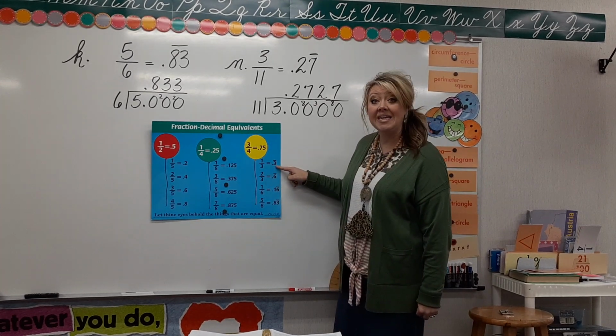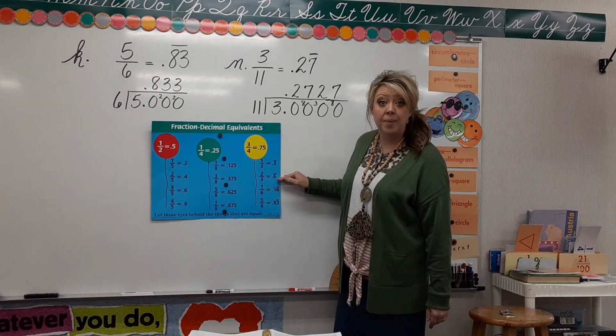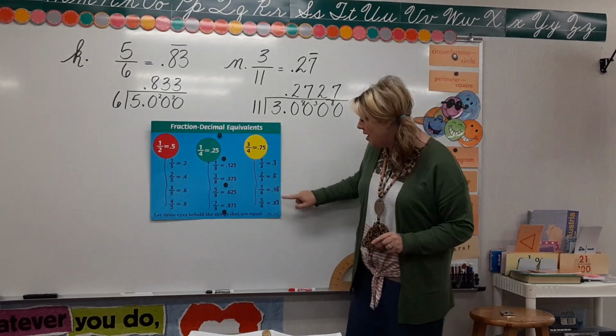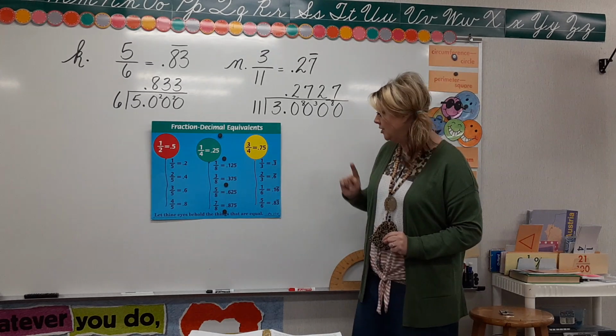1/3 equals 0.3 repeating. That's how we would say that. 2/3 equals 0.6 repeating. 1/6 equals 0.16 repeating. Notice, in this one, only the 6 repeats, not the 1, but just the 6.